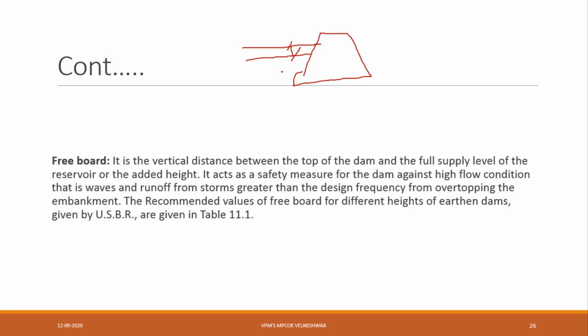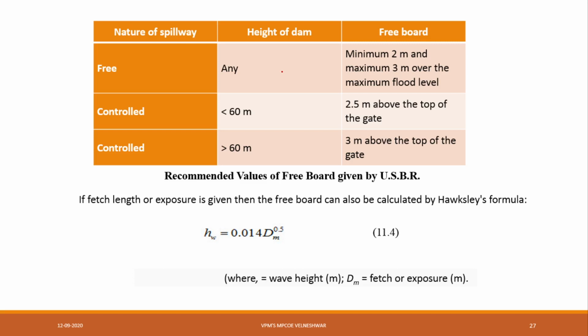Generally if you provide freeboard, it will be helpful against flow. Next, waves and storm runoff greater than overtopping, for all of this it will be helpful. There are recommended values as per USBR given in table number 11.1. If natural spill is free, then for any type of dam we can say a maximum of 2 to 3 meter over the maximum flow level. Controlled, less than 60 meter, then we can provide 2.5 meter above the top of the gate.